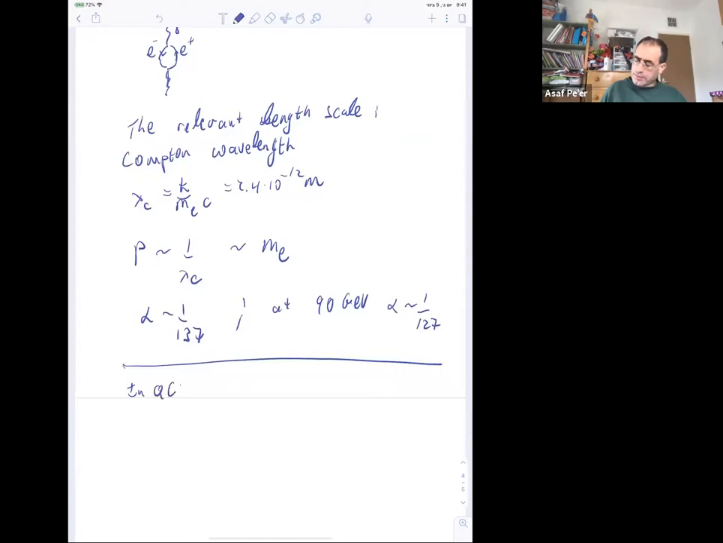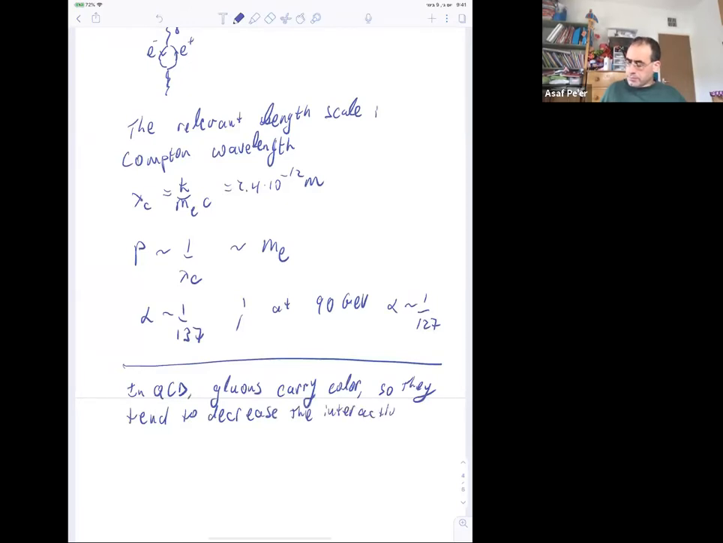In QCD, gluons carry color. So they tend to decrease the interaction at smaller distances, small distances.